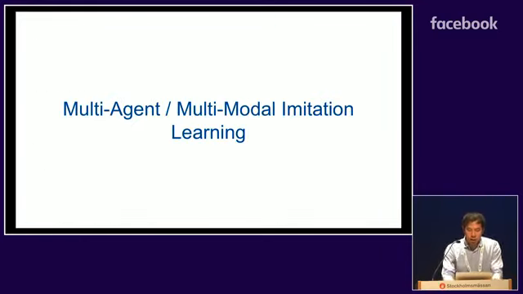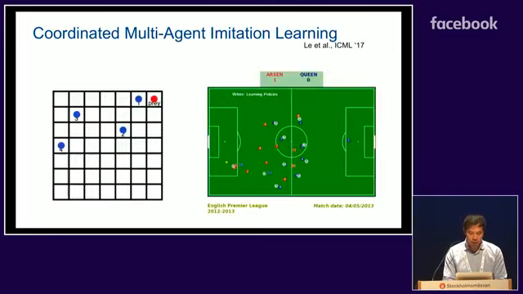So next, I'm just going to discuss other imitation learning settings where we may have multiple agents interacting in the environment, or the behavior may exhibit multiple different modalities that don't quite fit into the traditional imitation learning setting. Let's first consider the imitation learning problem where we have multiple agents coordinating to achieve a common goal.